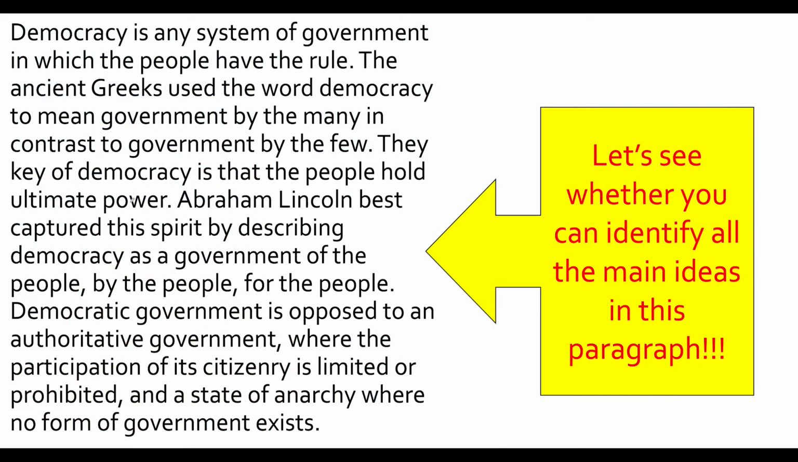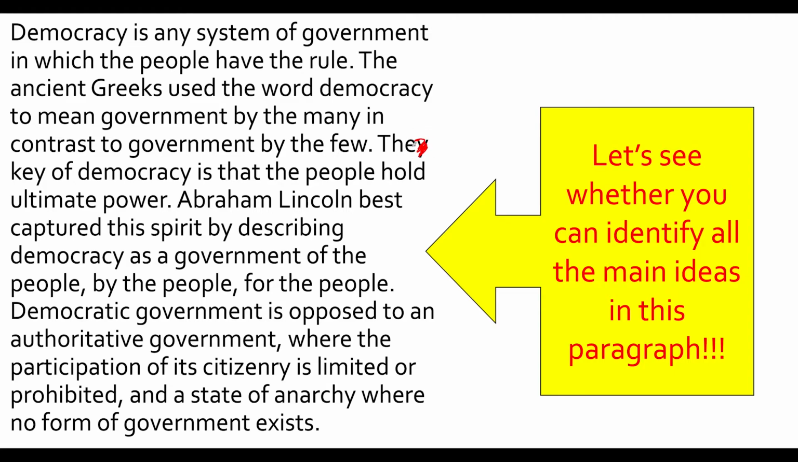Moving forward, in this paragraph, let's take a look. Democracy is any system of the government in which people have the rule. The ancient Greeks used the word democracy to mean government by the many, in contrast to government by the few. There is a typo, it should be "the".